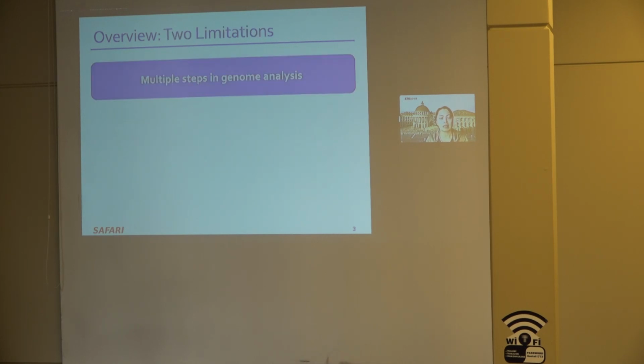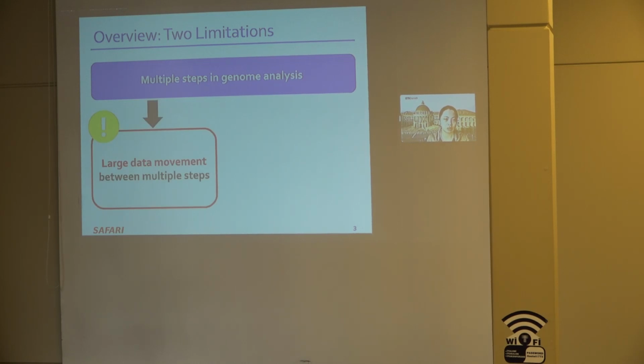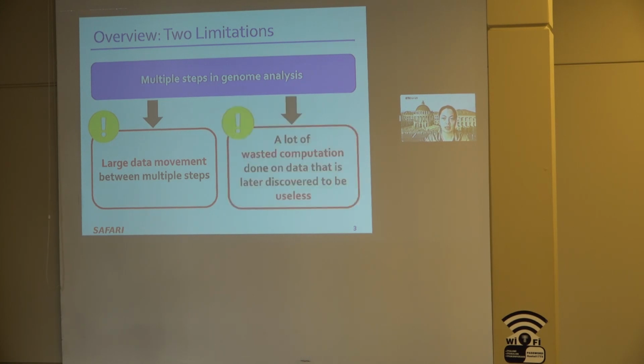We found that in the genome analysis in ONT, there are two main limitations nowadays. First of all, there are multiple steps in the genome analysis, which cause large data movement between the multiple steps, and also introduce a lot of wasted computation done on data that is later discovered to be useless.